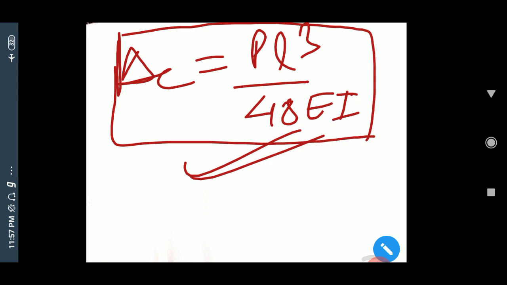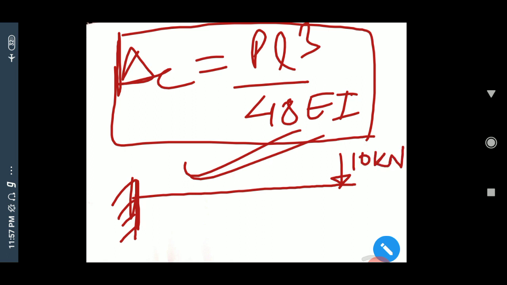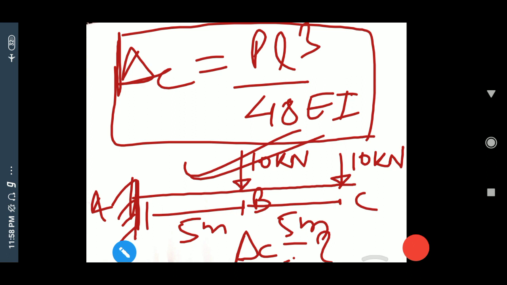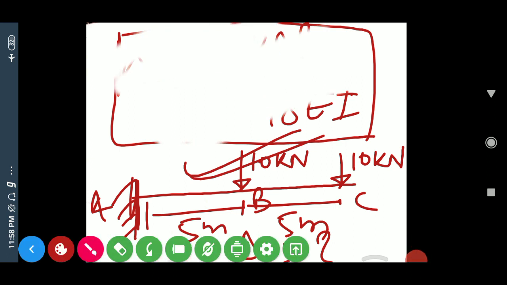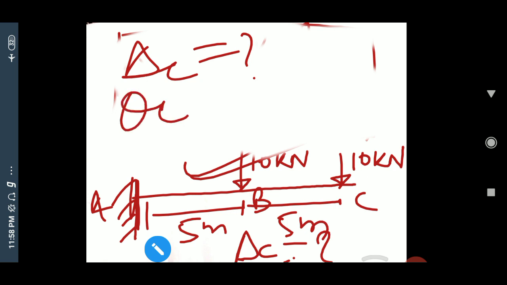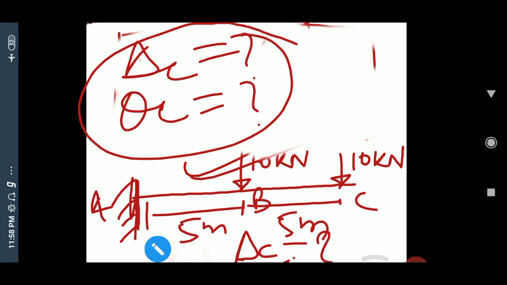So if you have to solve a question, then solve this question. This is a cantilever beam. A 10 kilonewton load is acting over here, and a 10 kilonewton load is acting over here. This is 5 meters and this is 5 meters. This is point A, this is point B, this is point C. Find deflection at point C and find rotation at point C, at the free end. You can solve this question. Consider EI as constant throughout the section.